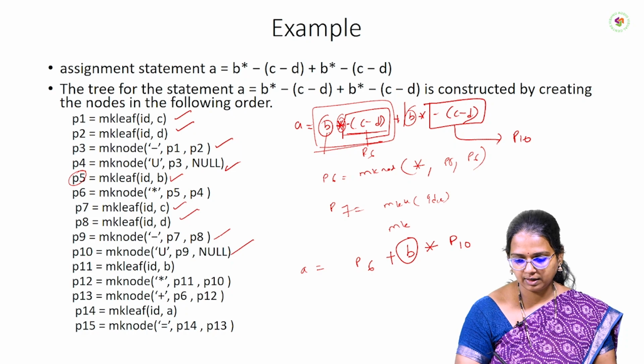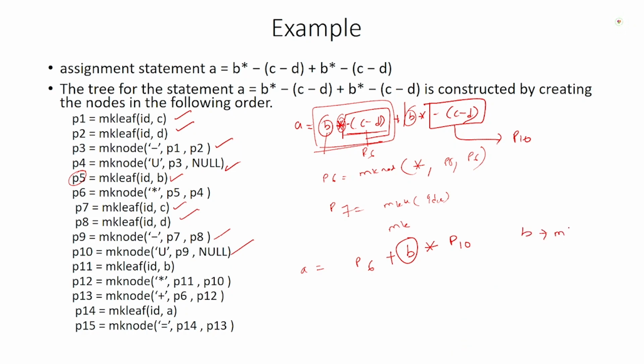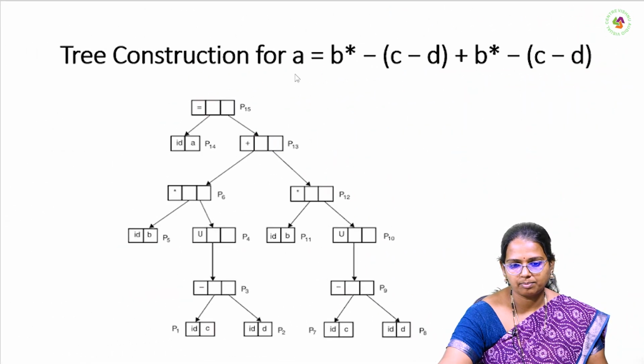Now, you should make a pointer for this one. How can I make a pointer for this one? Make a leaf ID B. That one I am naming P11. Now, what will the expression be? P6 plus P11 into P10. Right? Now, here we should do multiplication. Then how will I write? Make a node, multiplication, P11, P10. This I am giving to which value? P12. So, for this example, if you construct a syntax tree like that, we will get this one.